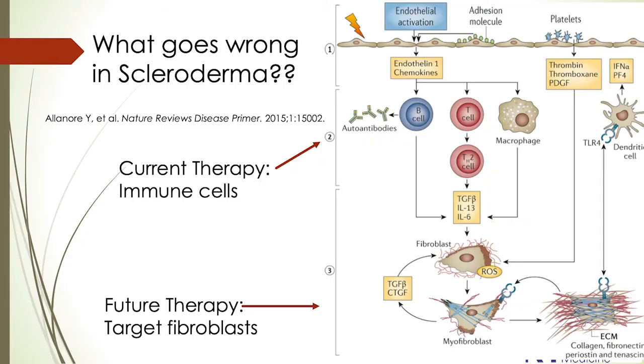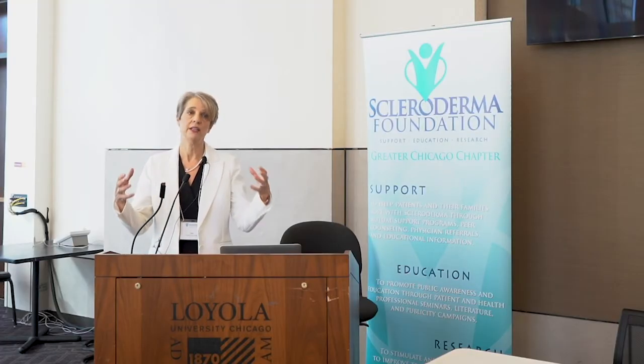So then what specifically goes wrong in scleroderma? Well, we know it starts with an inflammatory process. So it starts with cells called lymphocytes that migrate into the lung, into that interstitium, and cause this inflammation.